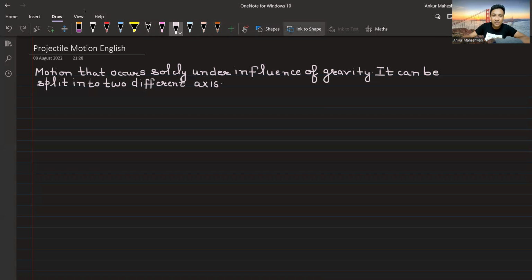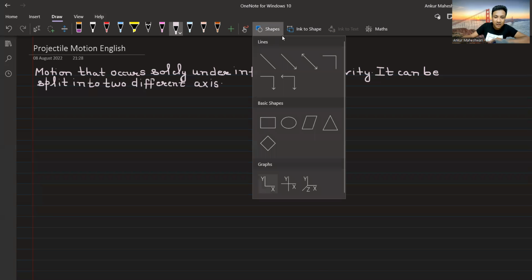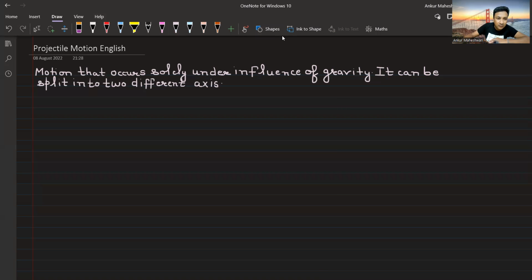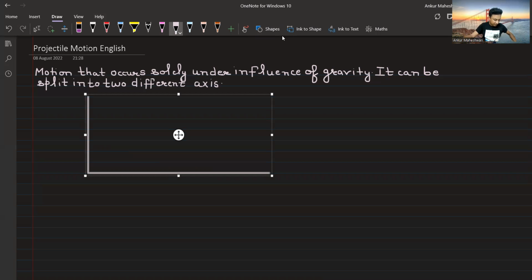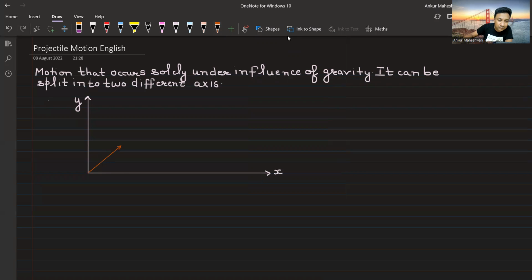Okay, so let us understand projectile motion. Consider an x-axis and y-axis. Like this is my x-axis and this is y-axis. Okay, and a body is projected in this way with some initial velocity u that is making an angle of theta with the horizontal.